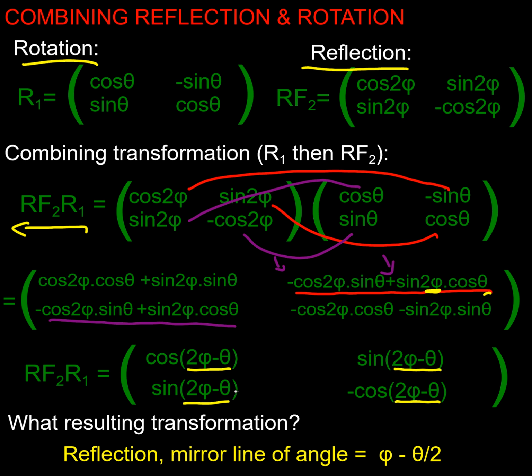So now I'm looking at that. I've got the same angle inside each of my trig functions, and so I know that that's the angle that's applied. But what do I need to do to know whether it's a rotation or reflection? I have to look where the negative sign is, and the negative sign is in the bottom right. And if the negative sign's in the bottom right, it's a reflection. And if it's a reflection and I want to know the angle of that, I have to halve whatever's inside the bracket. So here I've got phi, and then I've got subtract theta over 2. So there we have it.